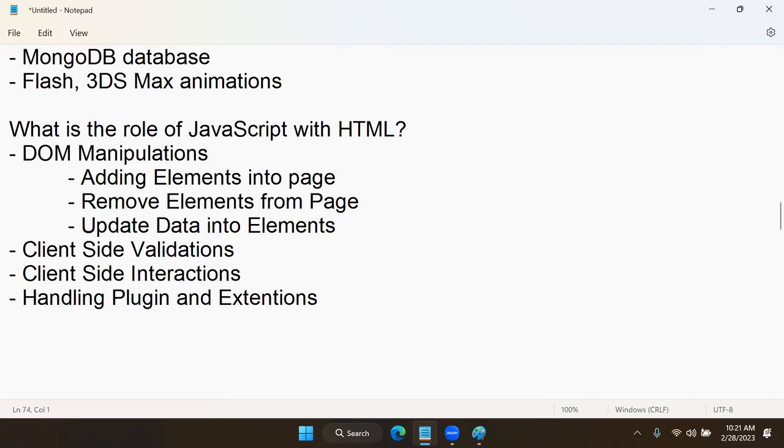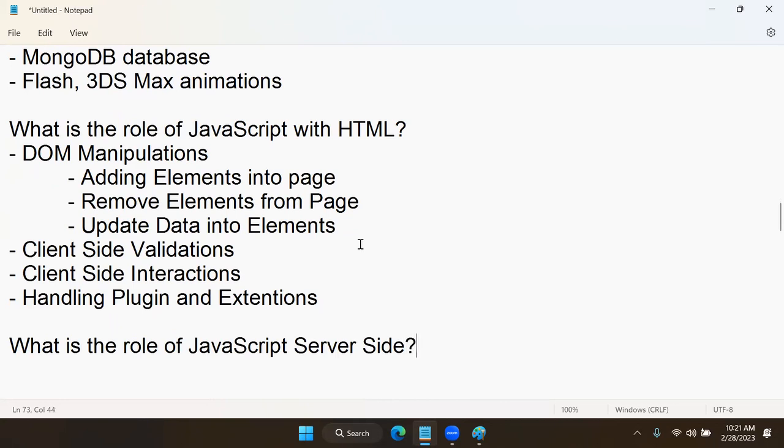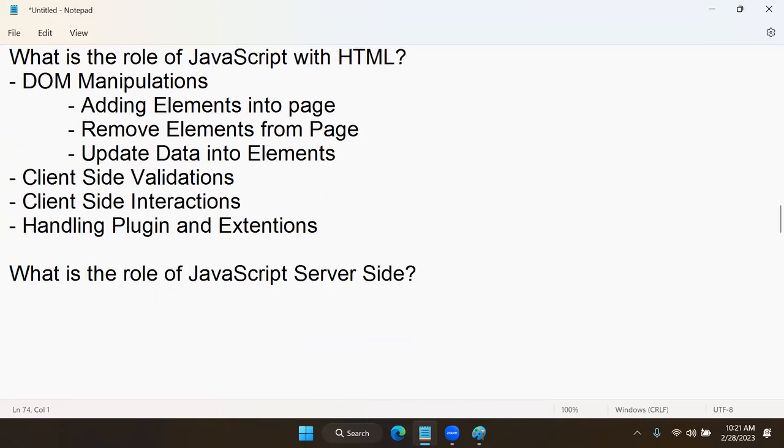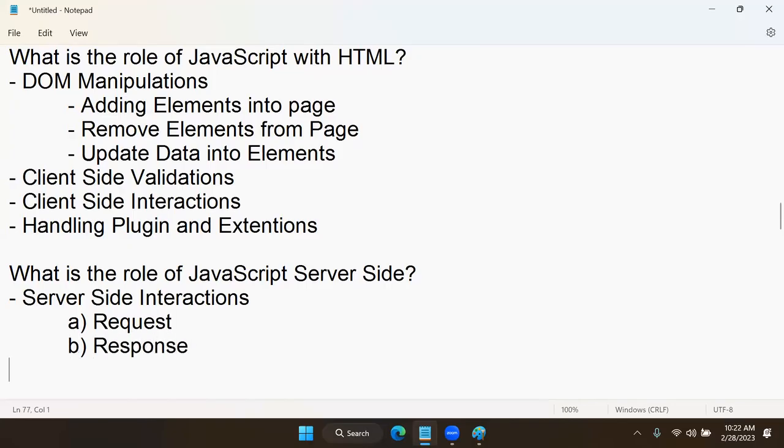There are so many others as well. Now, what is the role of JavaScript server side, with Node.js or any technology? Actually, server side, it is going to handle server side interactions, which include requests and responses. That means it is going to handle requests and responses from the client.